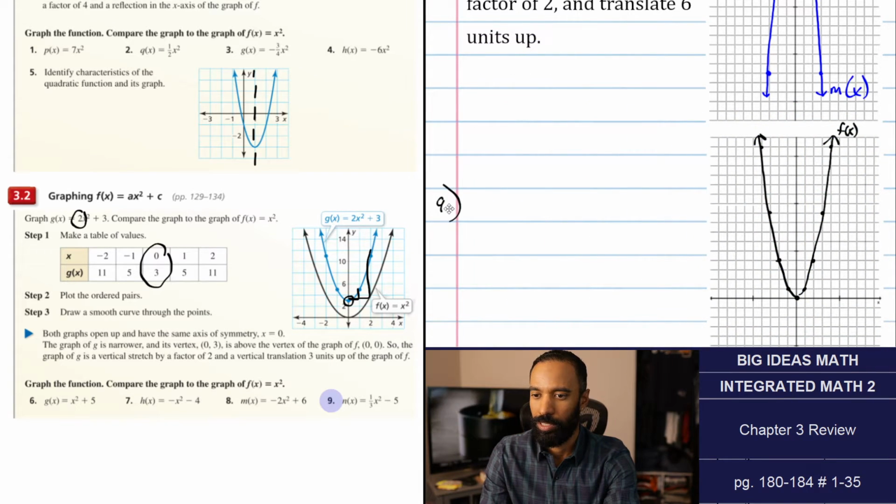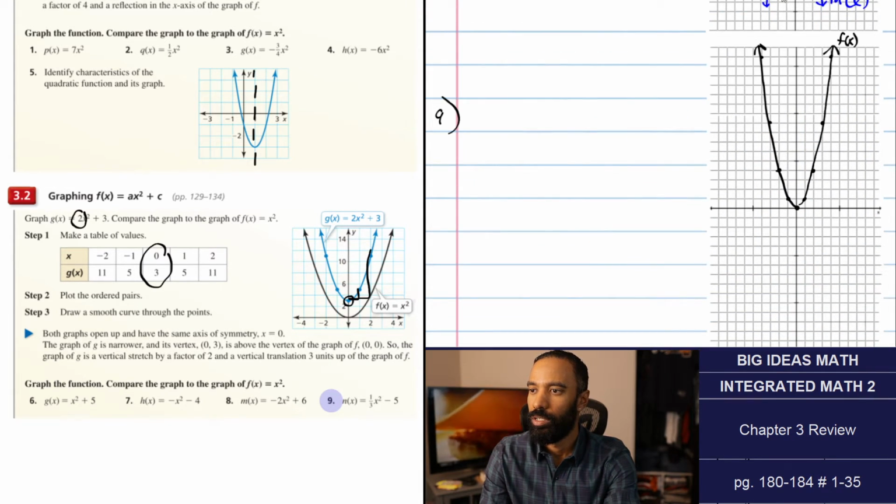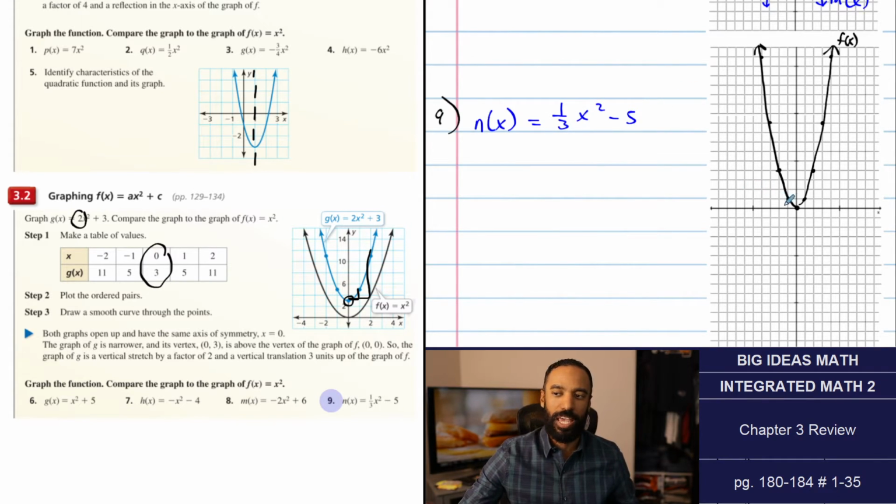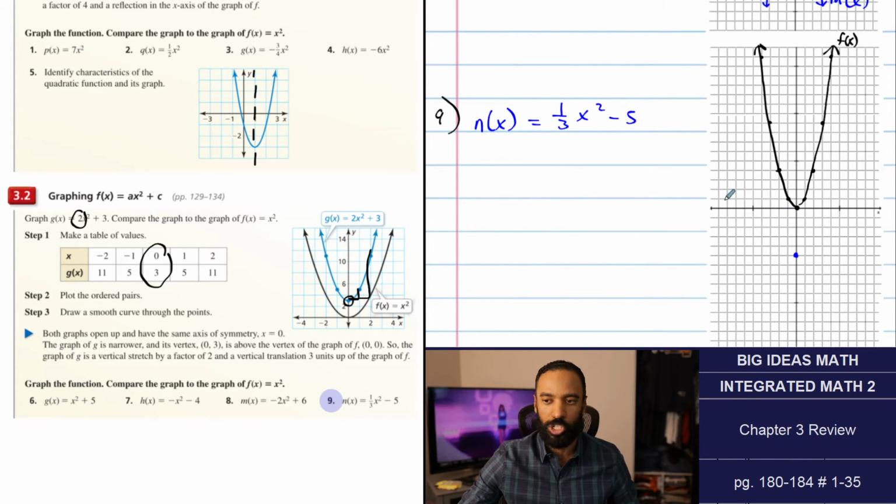So, let's go. N of x, and we're not done with these graphs. No. 1/3 x squared minus 5. So in the opposite sense, we are going to translate down 5 units, and we will be going upward, but it's not a stretch, it's a compression. 1/3 of our heights from before, we got to divide 1, 4, 9, 16, and stuff by 3.